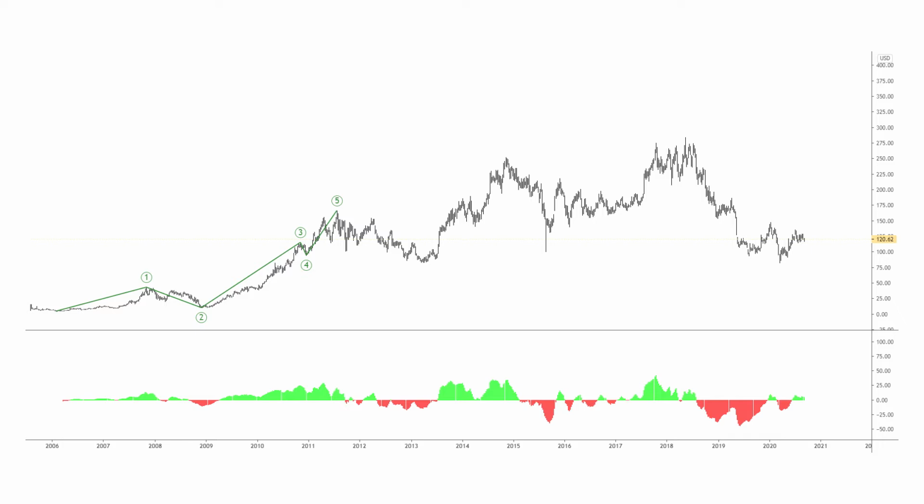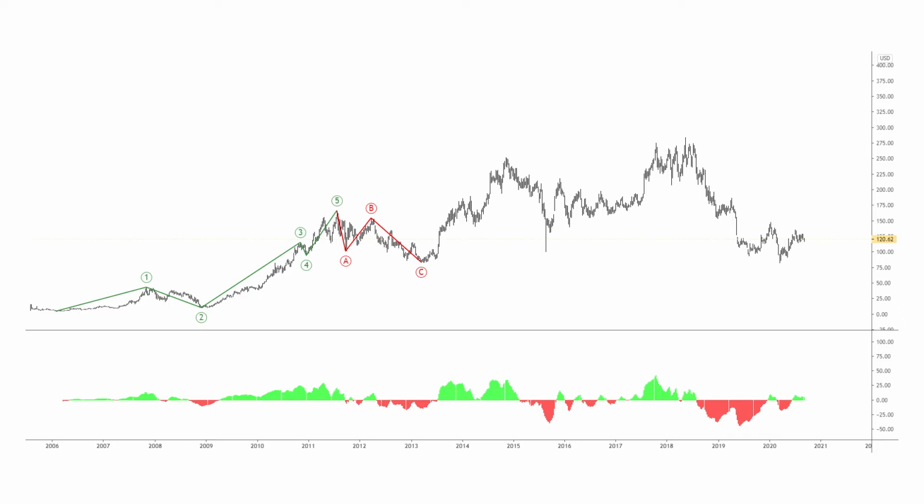Since the ABC corrections are in the opposite direction of the impulse waves, it is bearish and has 3 waves: the impulse wave A, a corrective wave B, and the last impulse wave C. I will mark it red since it's bearish, so every correction in a bullish trend tends to be bearish.